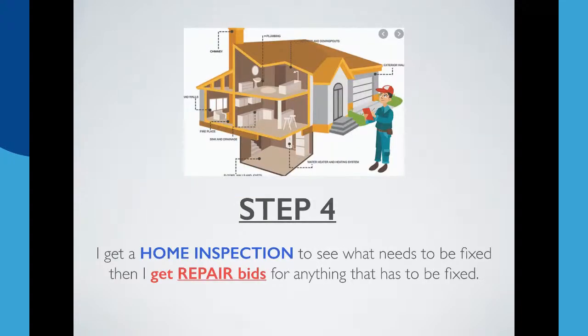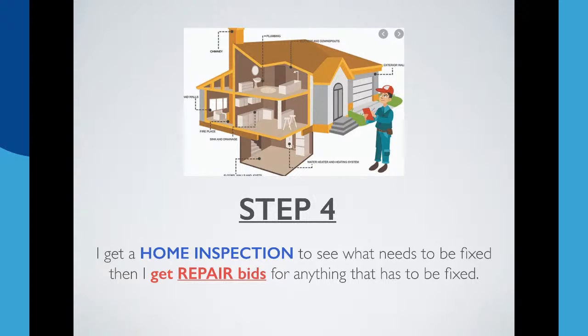Now here's the key. Step 4: you've got to get the house inspected. Get a home inspection. I get a home inspection to see what needs to be fixed. Then I get repair bids for anything that has to be fixed. When you get bids for any repair, for example a roof, floor or window, don't just get one person to put in a bid. Get at least 3 to 4 bids so you can compare. 3 to 4 bids for every task or anything that has to be fixed. Do not stick to one.